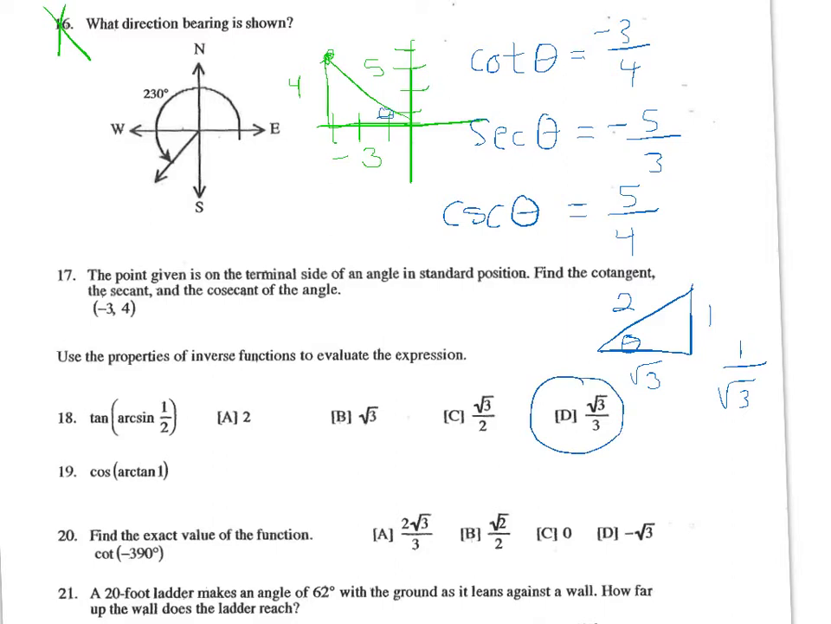Now we want to find the cosine of the arctangent of 1. So we are given two sides of the triangle. We're given the opposite side and the adjacent side. So the opposite side is 1, the adjacent side is 1. So the hypotenuse must be root 2, and we must be working with a 45-degree angle. So now if we find the cosine, we'll have 1 over the square root of 2, which is root 2 over 2.